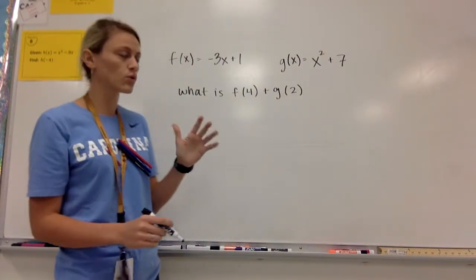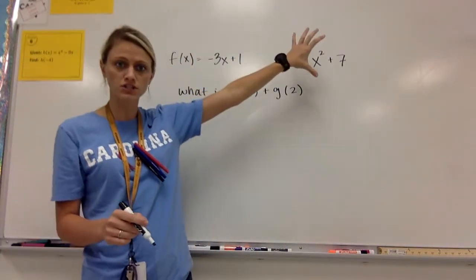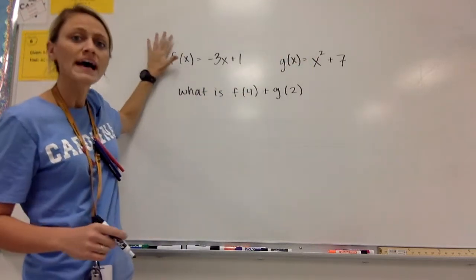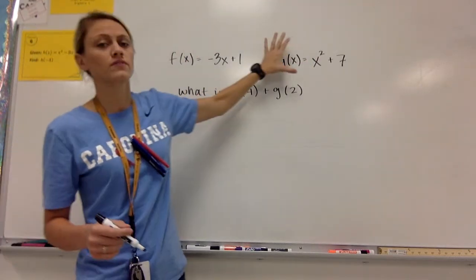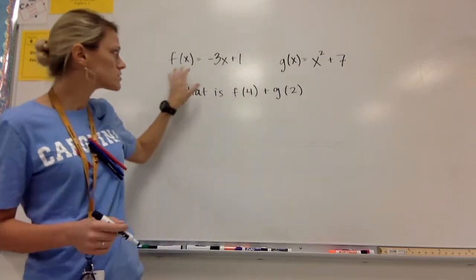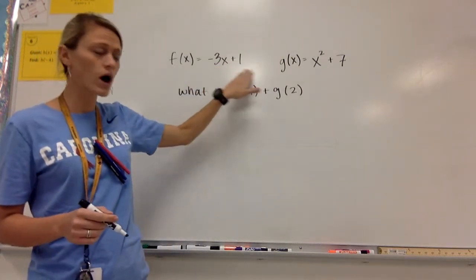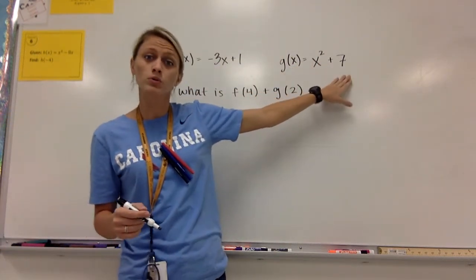So here's a quick example. We've got two function notations, right? We've got our f of x function, and we've got our g of x function. f of x is negative 3x plus 1. g of x is x squared plus 7.